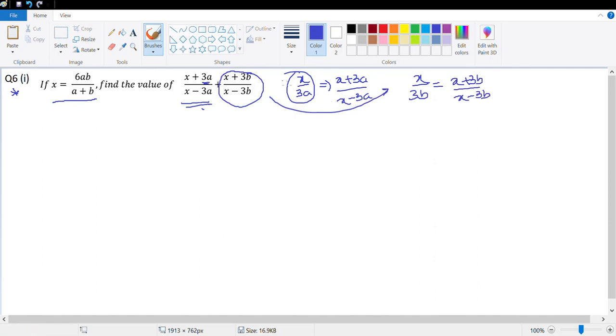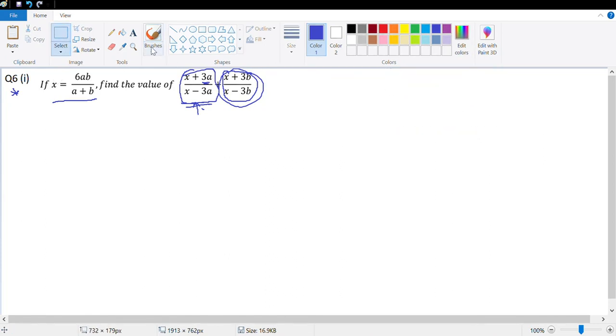If I need this part of my answer, I need x upon 3a, on using C and D, which is componendo and dividendo, I'll get this term. For getting the second term, I need x upon 3b, which will give me, on using componendo and dividendo, x plus 3b upon x minus 3b. Now that we've figured out what we need, let's see how we can get that.